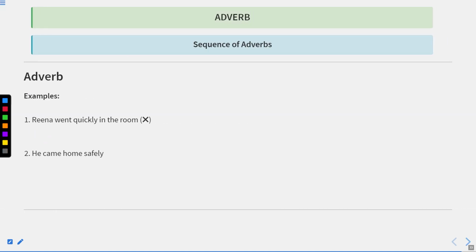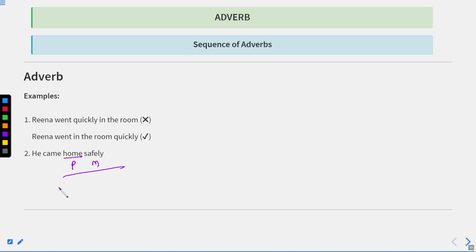The sentence is Reena went quickly in the room. Now quickly is manner, in the room is place. So this can be rectified as Reena went in the room quickly. So in the room is place and quickly is the manner. She came home safely. So came is the verb, home is place, and safely is the manner. Okay, so we can see place and then manner.